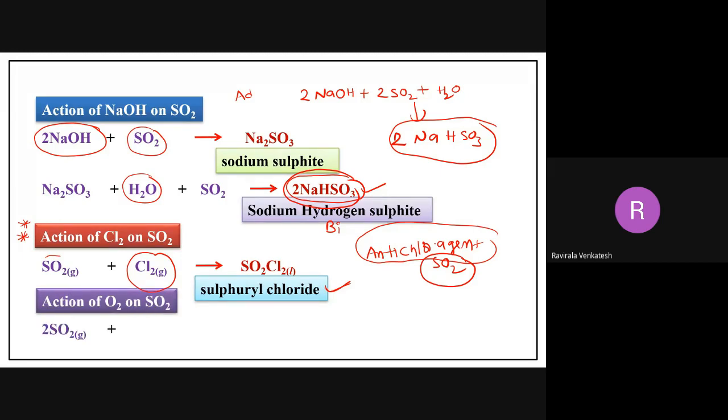Next, action of O2, इसको तो addition reaction beta. Both will add to give SO3. ये तो simple reaction beta. SO2 plus oxygen will give SO3. These are simple addition reactions, right?